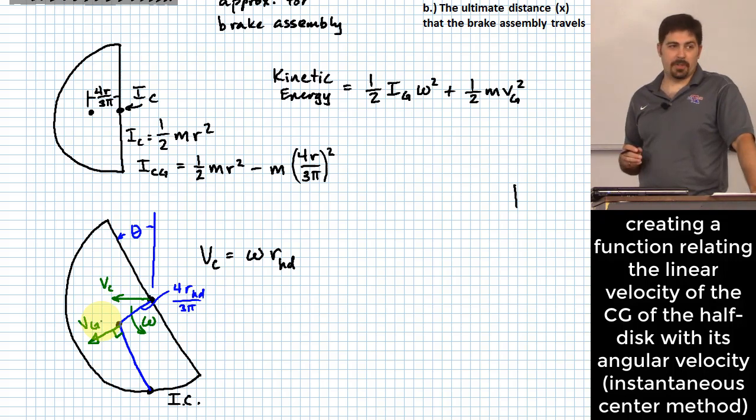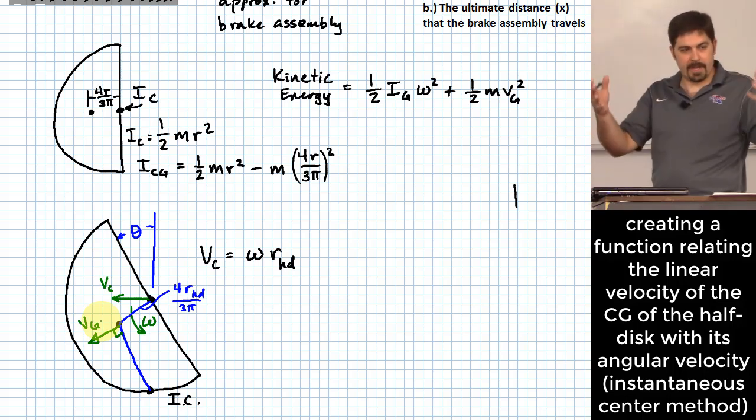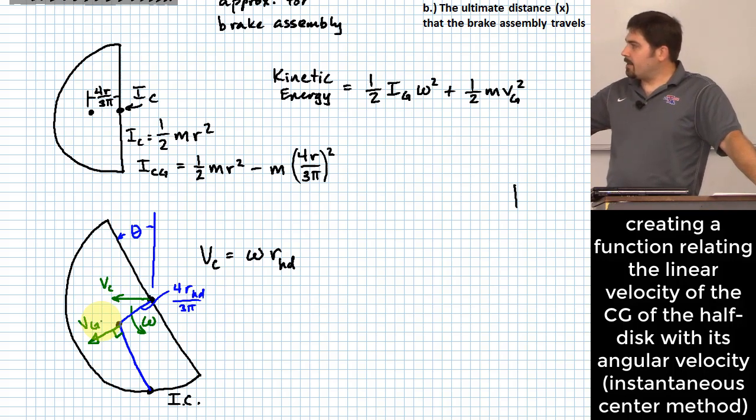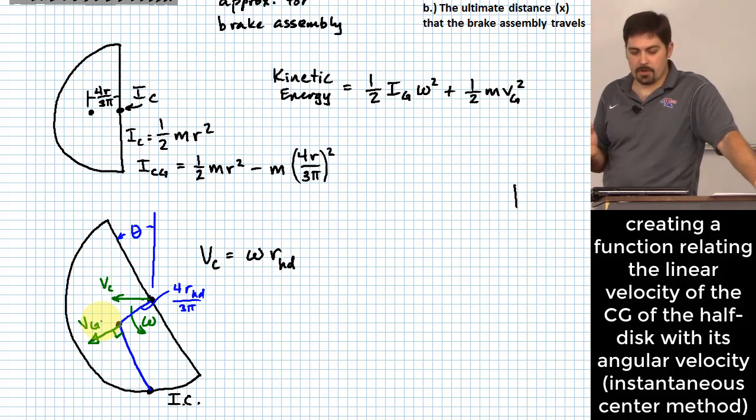Well, that's kind of weird, though. Why? Well, it's weird because how am I going to figure out what that VG is relative to omega? One of my problems here, and I should have probably painted this picture a little more clearly, is that omega is related to VG. They're not two different things. Once I know omega, I should be able to find VG, but I need to establish a function that actually lets me do that.